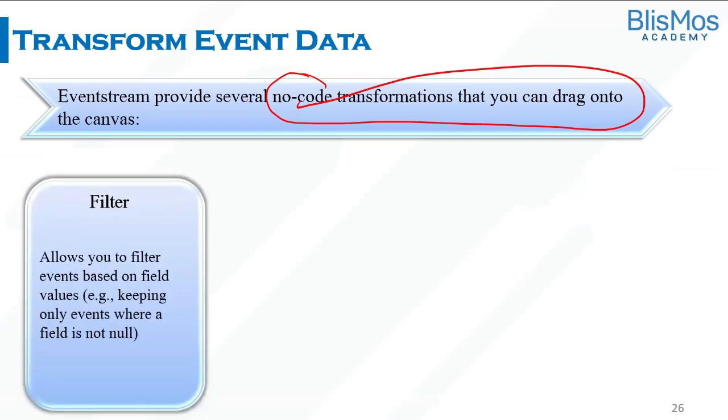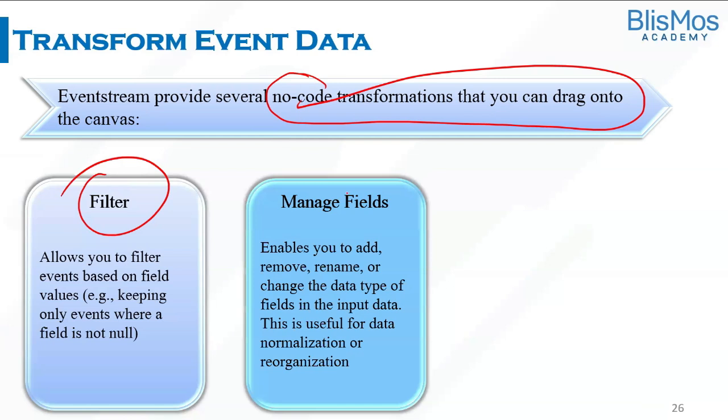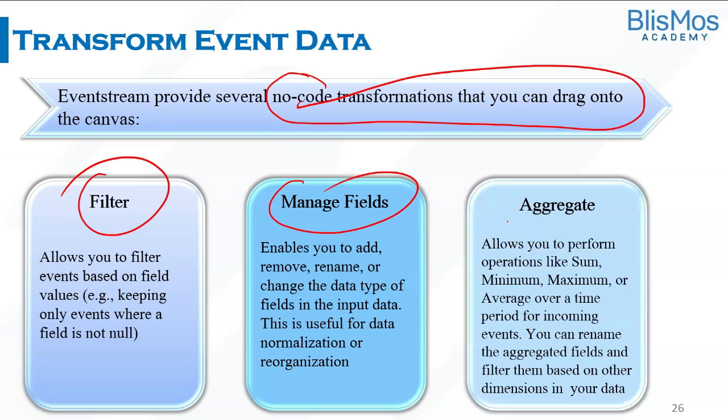There are many, like filter. There is something called filter transformation, which will allow you to filter, as the name suggests. And we have manage fields, like adding a field, removing a field, and all those things can be done by this transformation. And you have aggregate. You can do multiple types of aggregation here: maximum, minimum, average, and all those things.